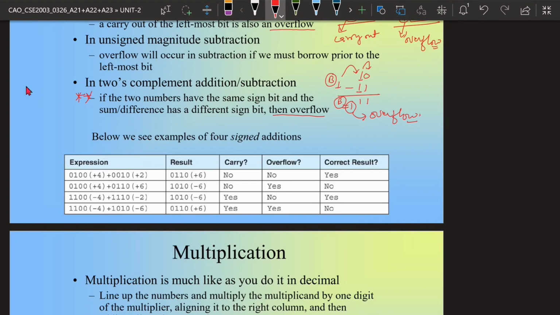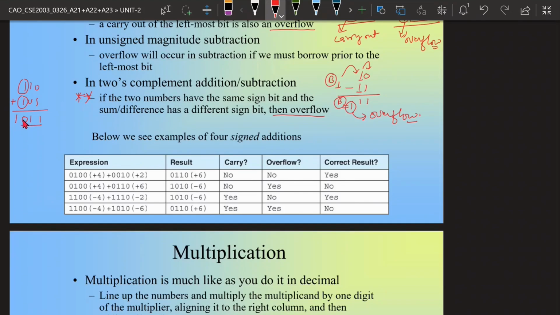So suppose two numbers are there, and both the numbers have the same sign, and another number is like 101. If we want to add them, after adding we just see the result. So 1 plus 1 is 0, 1 plus 1 is 0, and then the carry. In this case, the two numbers have the same sign bit, so the first condition is met. Then the sum has a different sign. This was having the same sign, 1 1, but after summing the result is having 0, which is a different sign.